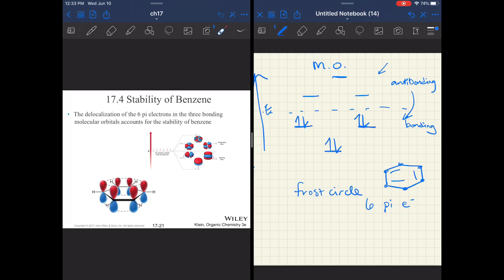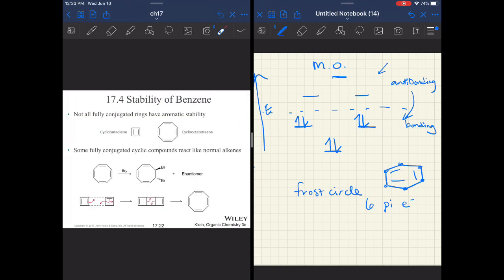And just slides with what we were talking about.